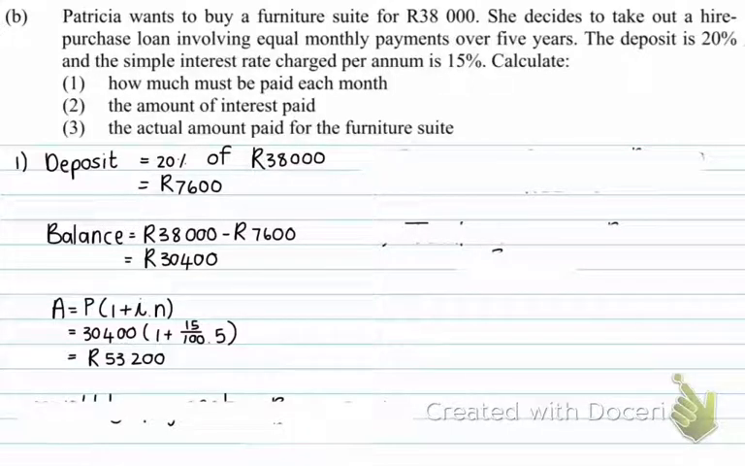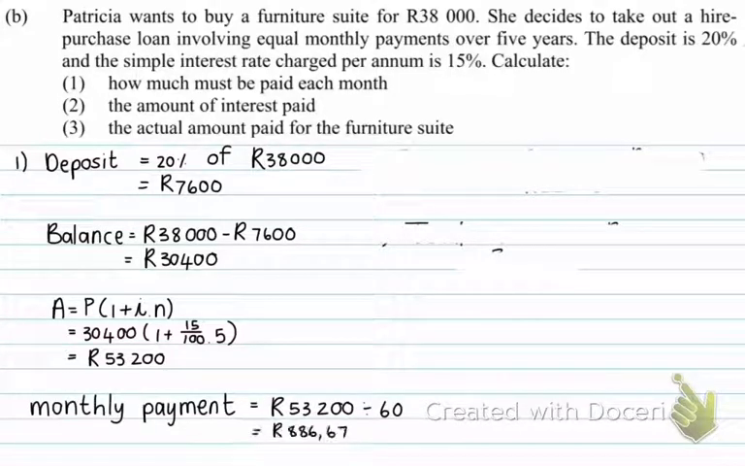Now to get her monthly payment, we must take that 53,200 and divide it by 60. Why 60? Because there are 60 months in 5 years. And then that will give you her monthly payment of 886 Rand and 67 cents.